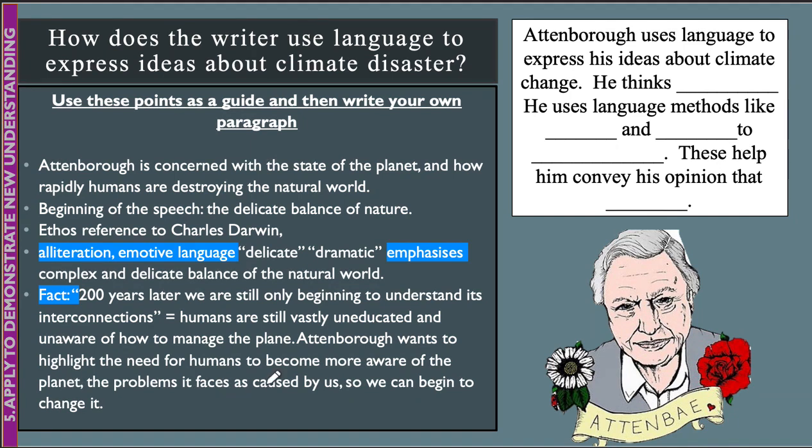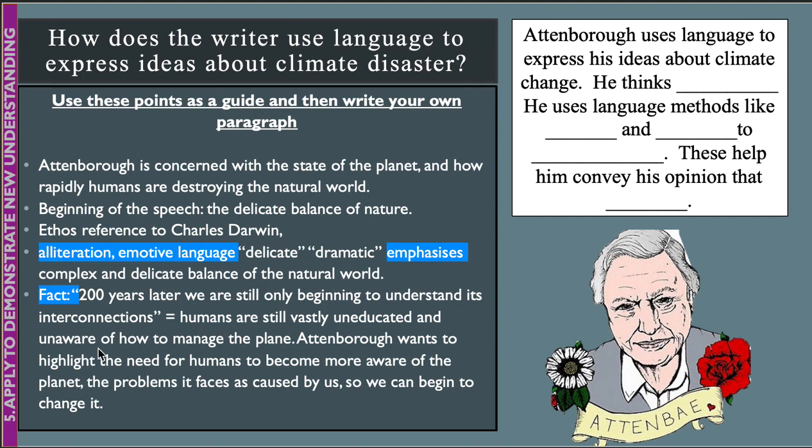Here are some points that you may want to use to develop your explanations here or here, okay? Or here. Attenborough is concerned with the state of the planet and how rapidly humans are destroying the natural world. Beginning of the speech, the delicate balance of nature is a point that he makes. You might be able to reference that. He uses ethos with his reference to Charles Darwin. The alliteration and emotive language in delicate, dramatic, emphasises complex and delicate balance of the natural world. You've also got the fact he uses "200 years later, we're still only beginning to understand its interconnections."